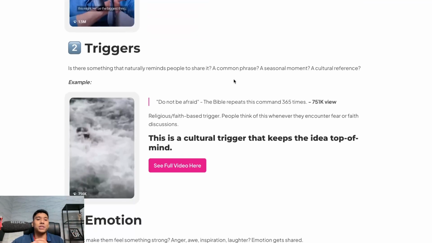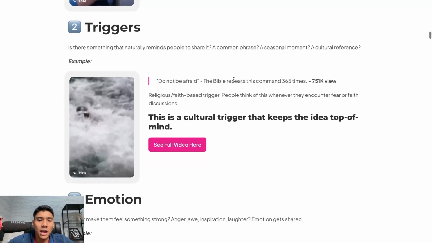Number 2 is triggers. So this is something that naturally reminds people to share it. So a cultural reference, a common phrase. And in this particular one, it's a quote from the Bible. And there's nothing else that triggers a Christian man or woman to share other than something from the Bible, especially someone as famous as Bear Grylls sharing something from the Bible. So this is a great example of a religious faith-based trigger.